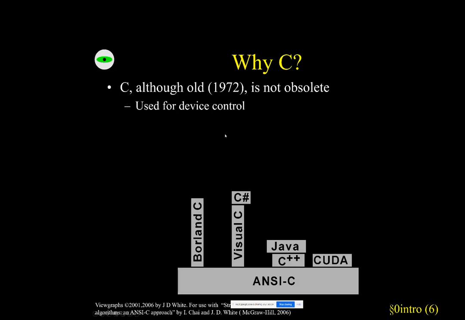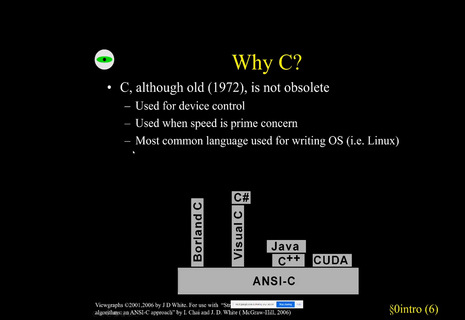It's used for device control. It's used in Arduino, for doing chips and small circuits. C is being used for that. It's used when we want to be fast. If your main goal is to have code that is very fast, then you will want to use C. And it's the most common language used for writing operating systems. For example, Linux is written in C. Unix is written in C. And finally, as I say, these other languages, C++, Java, C Sharp, all have C at the heart of them.